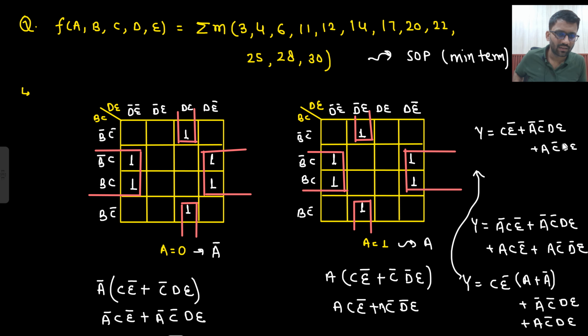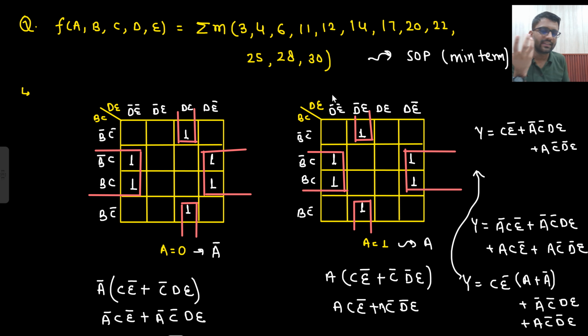A C bar D bar E. A bar C bar D E. Yeah, now it is fine. A. Okay, so this is the final expression. Now from here, what did you get to know? That here C bar was coming common and A plus A bar would be 1. So that you did not write here.